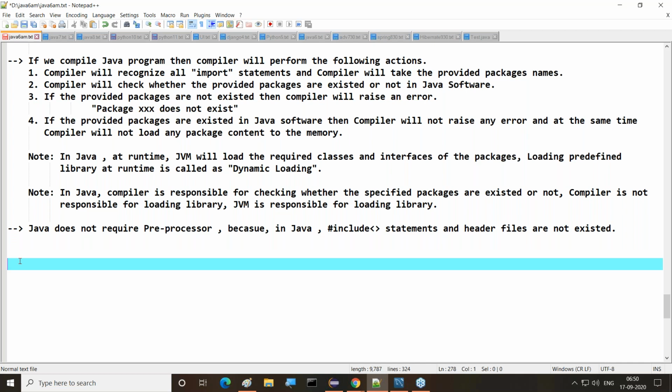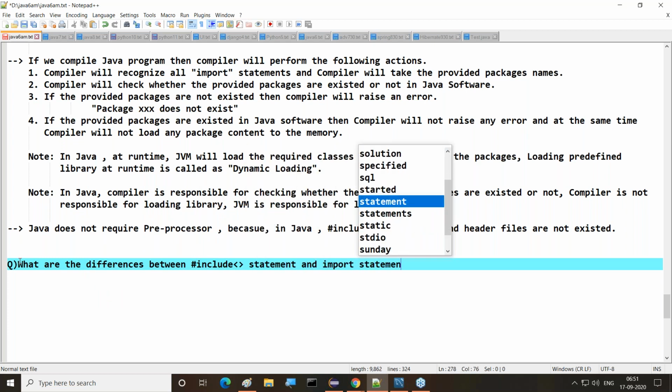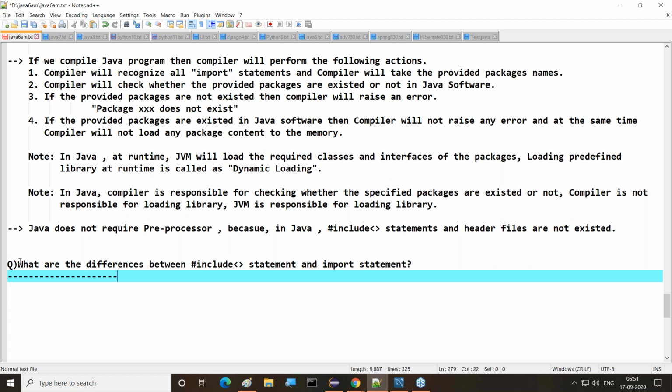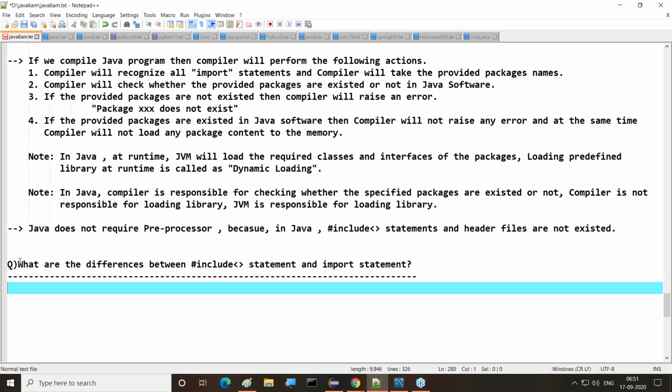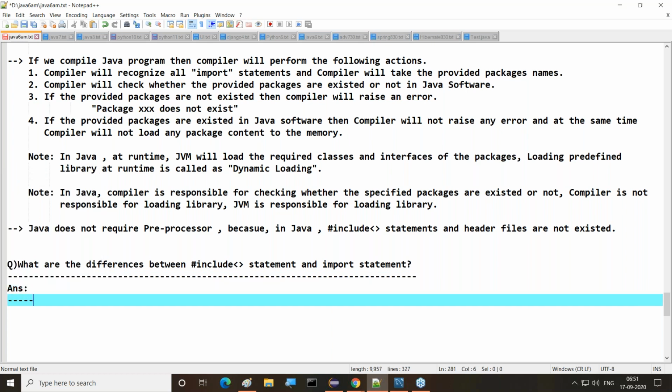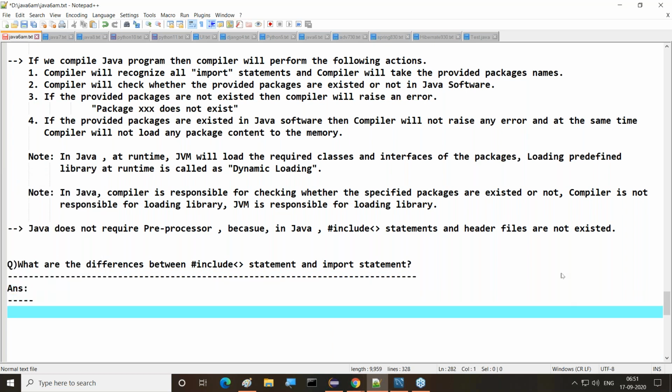That's it. Good. Then immediately I have a question now. What are the differences between hash include statement and import statement? That's it. What exactly are the differences between hash include statements and import statements? This is my question, guys. Will you answer my question?